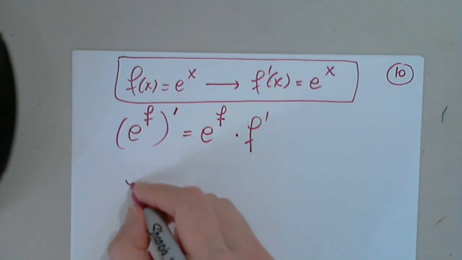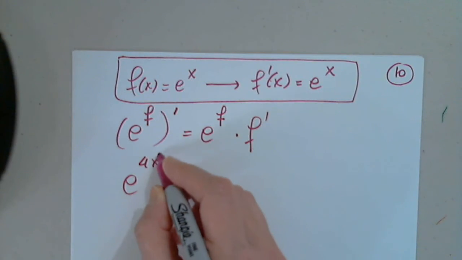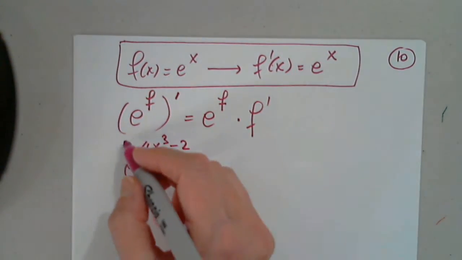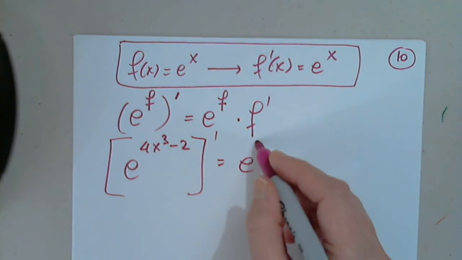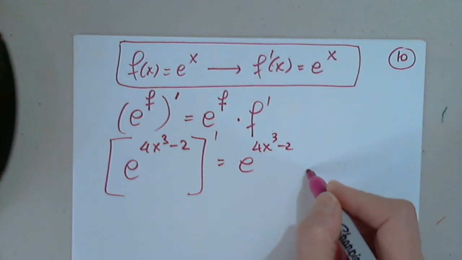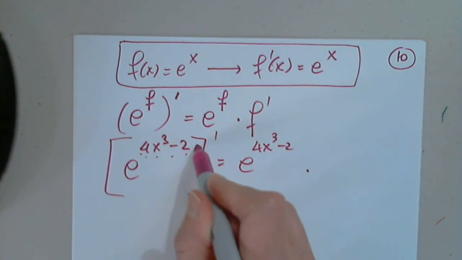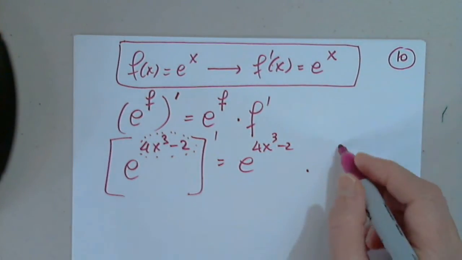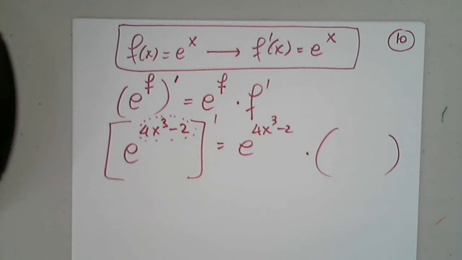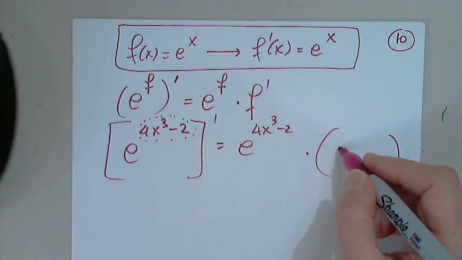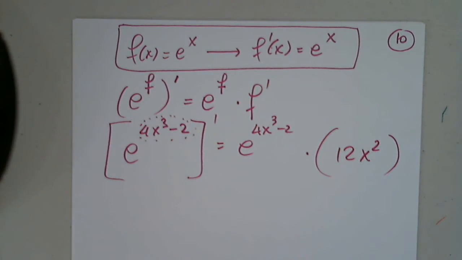So, for example, if I have e to 4x cubed minus 2, and I want to differentiate this, I will write this piece, which is e to 4x cubed minus 2. But then I have to differentiate the inner function. Can anyone give us the inner function prime? Well, that's there. Thank you. That's it. Thank you very much.